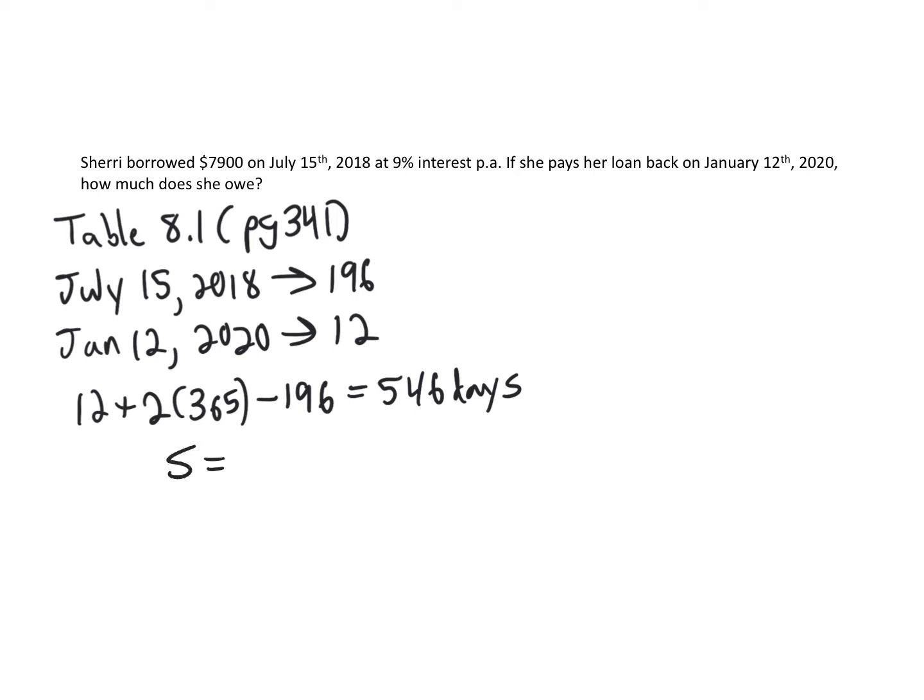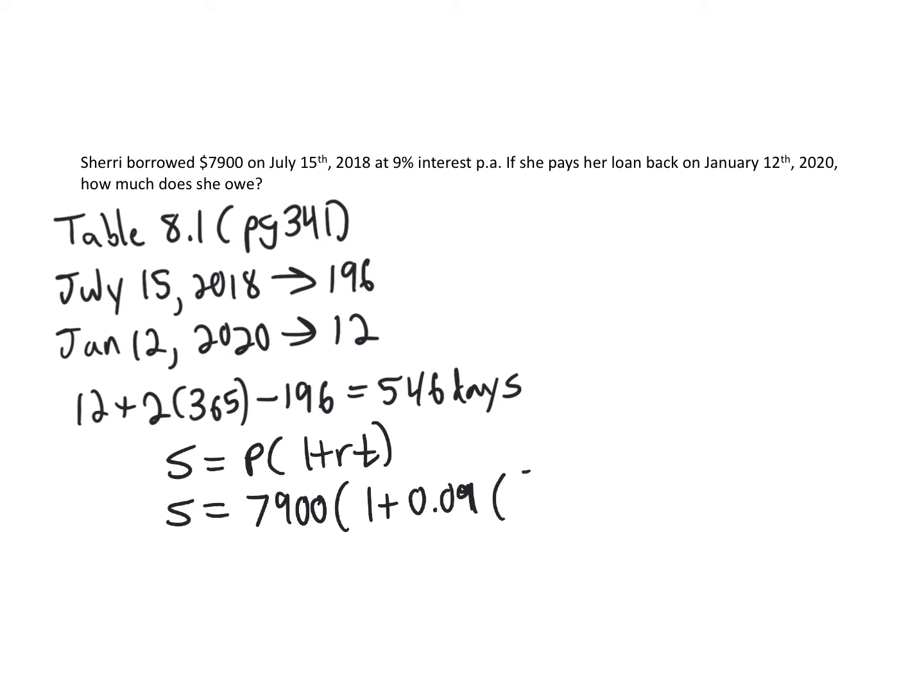Now we can calculate S equals P(1 plus RT). S will be 7,900 times (1 plus R, which is the 0.09 per annum, and then for the time, we have 546 days out of 365). When we calculate this, we get 8,963.58.